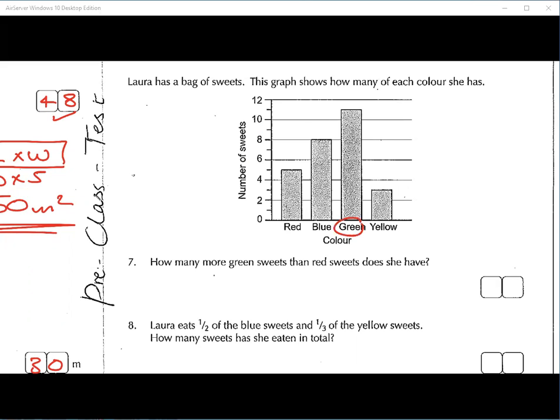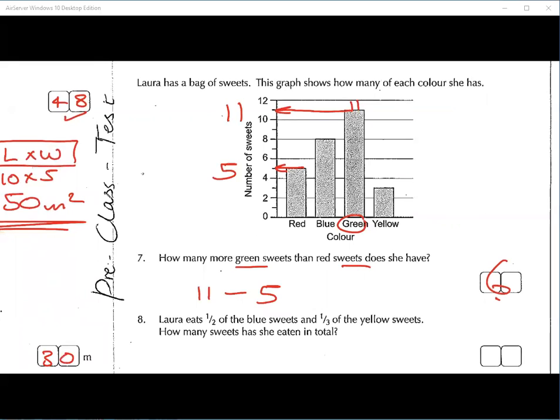So green is here. I'm going to go across. So how many is green? 11. And then how many is red? Is it the one red? Yeah, it is 5. So what do you do with those 2 numbers? You take 5 from 11, fantastic, which equals 6. Lovely.